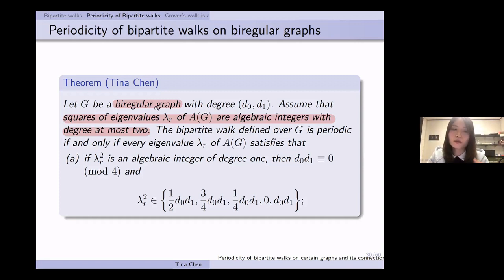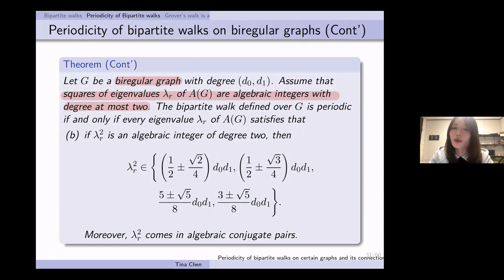Okay, so the graph is biregular, and if we assume the square of eigenvalues are algebraic integers with degree at most two, then the walk is periodic if and only if the square of its eigenvalue, if it's an algebraic integer of degree one, is one of those five values. And if it's an algebraic integer of degree two, then it's one of those eight values. And you can see that the degree of your underlying graph actually determines the spectrum of your transition matrix here, when the walk is periodic.